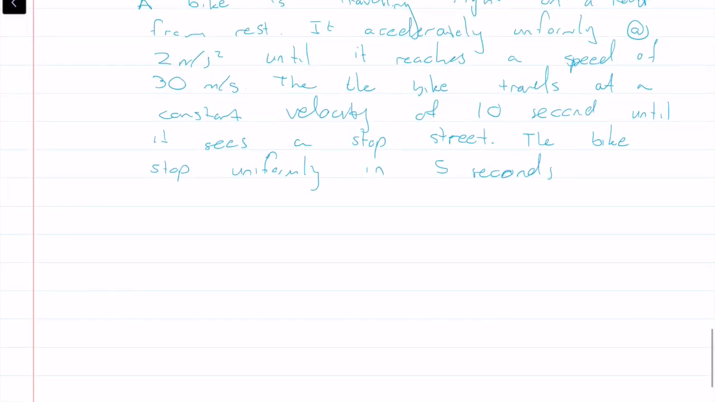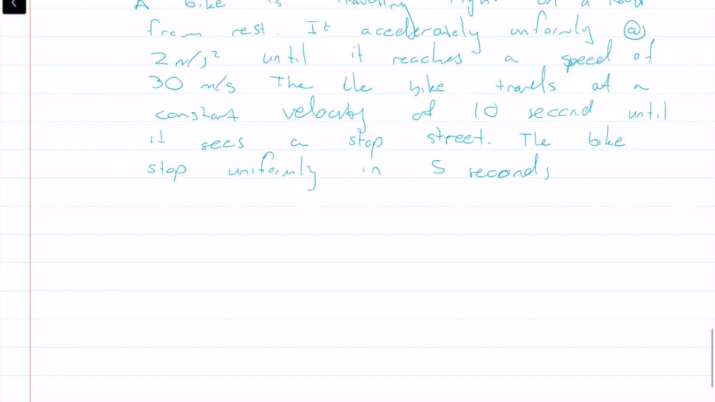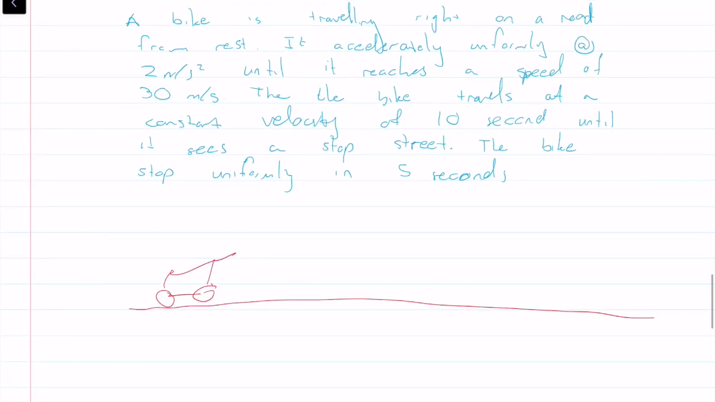Okay, so the easiest thing to do is to draw a picture. Okay, so we have a bike. Oh, I don't know what a bike looks like. I don't know how to draw it. Okay, so we have a cart instead of a bike. It's moving right first, so we're going to take right as the positive direction.